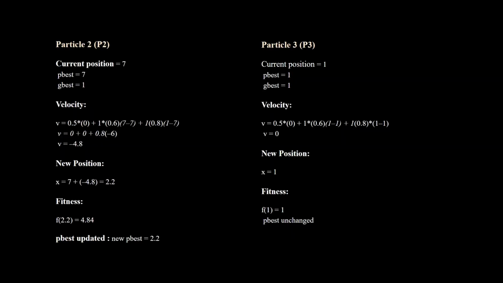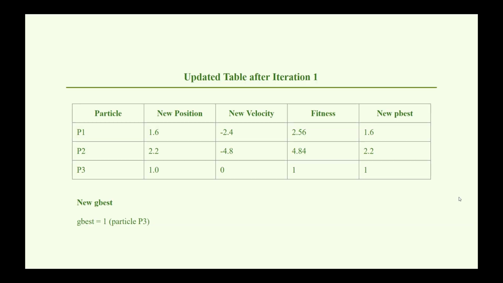Next is particle 2. So we follow the same steps for that also, and the same for particle 3 as well. We follow the exact same steps and find the new fitness and see if they have changed or not at the end. Then after we are done finding all the particles' new positions and fitness values, we put them inside a table, which is the updated one given in the question.